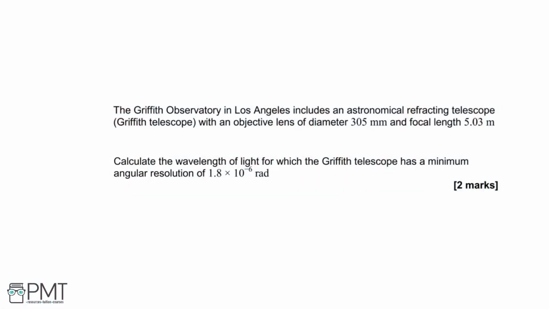The Griffith Observatory in Los Angeles includes an astronomical refracting telescope, the Griffith telescope, with an objective lens diameter 305 mm and focal length 5.03 meters. Calculate the wavelength of light for which the Griffith telescope has a minimum angular resolution of 1.8 times 10 to the minus 6 radians. So the first thing to do here is to label the information that's relevant to us in the question.